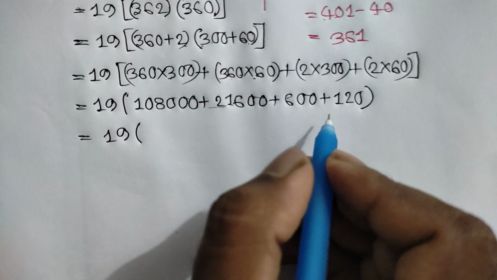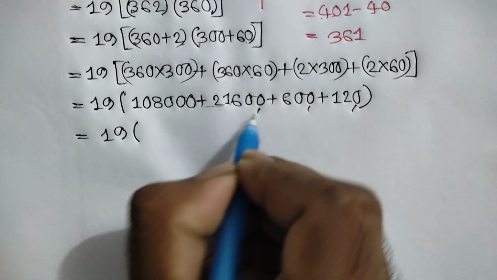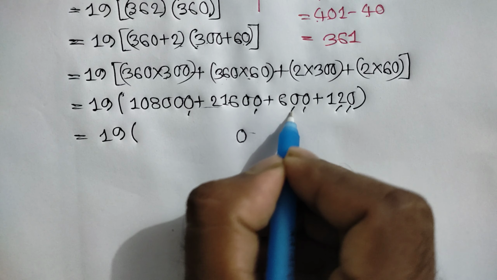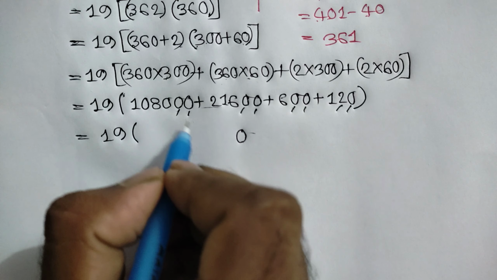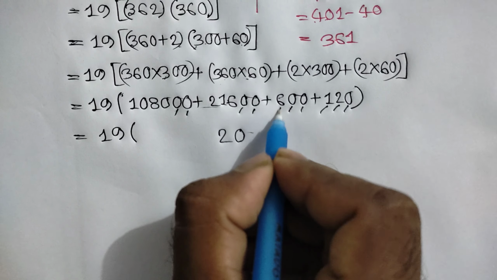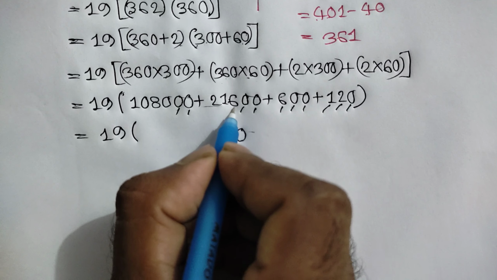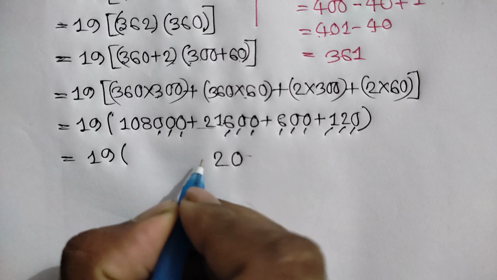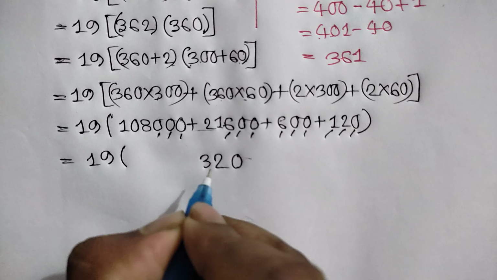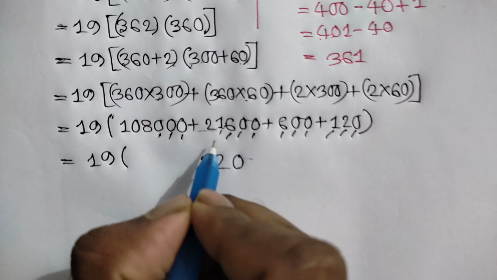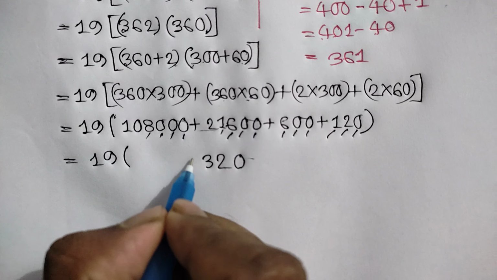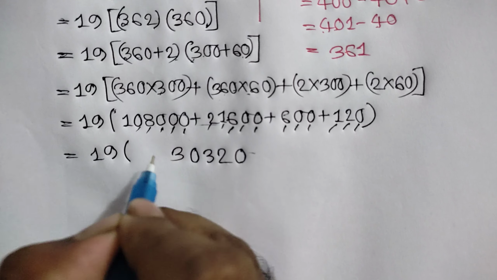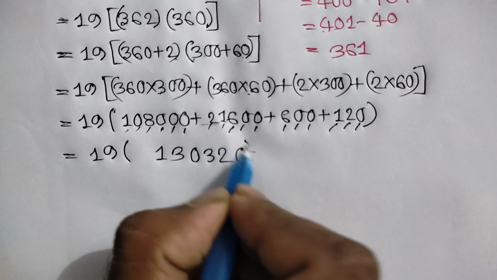Now add these 4 numbers. 0 plus 0 plus 0 plus 0 is 0. 2 plus 0 is 2. 2 plus 0 is 2. 2 plus 0 is 2. 1 plus 6 is 7. 7 plus 6 is 13. 13 plus 0 is 13. So we can write here 3. 1 is carry. Now 1 plus 1 is 2. 2 plus 8 is 10. So we can write here 0. 1 is carry. Now 2 plus 1 is 3. 3 plus 0 is 3. And this 1.